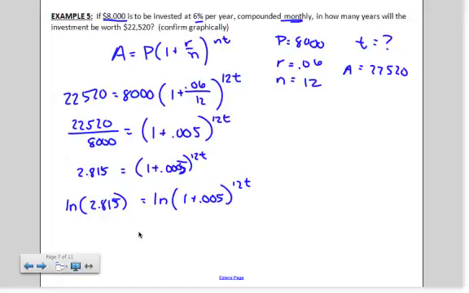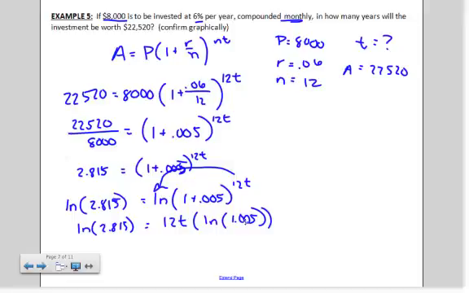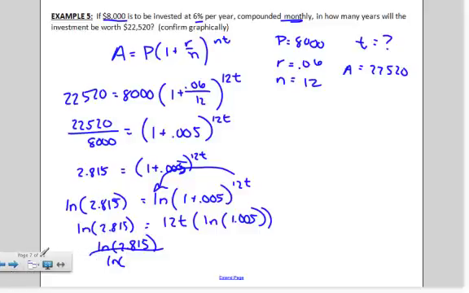And then that allows you to bring down the exponent. Nothing on the left-hand side changes. On the right-hand side, we get 12t times the natural log of 1.005. Now we can just divide by the natural log, because this is just a number. So we get ln of 2.815 divided by 12 ln of 1.005 equals t.